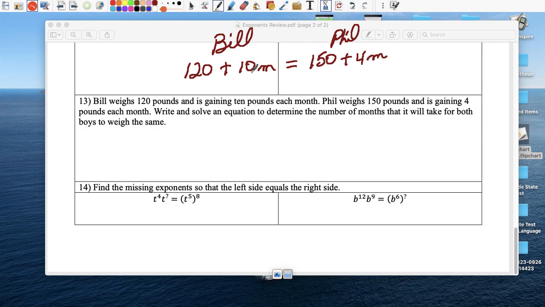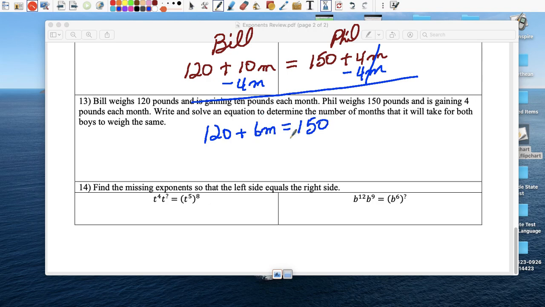All right. Distributive property, no. Combine like terms, no. Are there variables on both sides? Yeah. So let's take care of the small coefficient. Minus 4m, minus 4m. That goes away. 120 comes down. 10 minus 4 is 6m equals 150. We do minus 120, minus 120 on both sides. That goes away. 6m comes down.